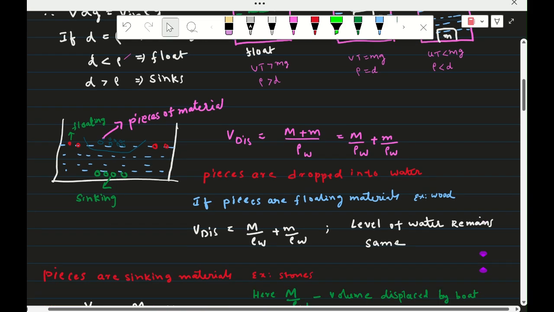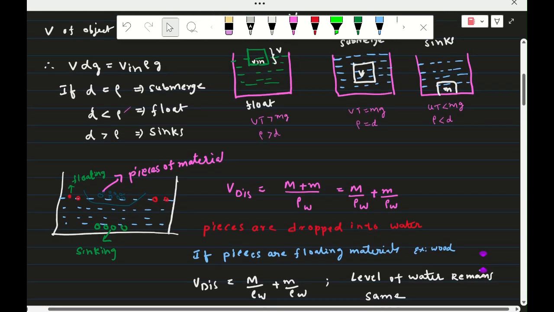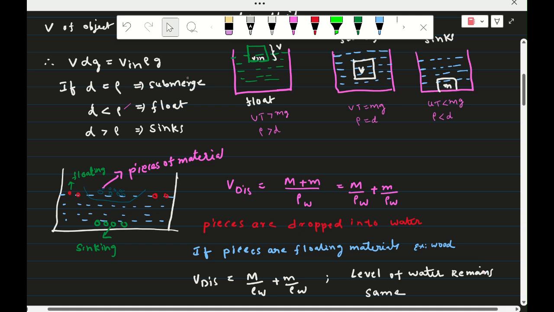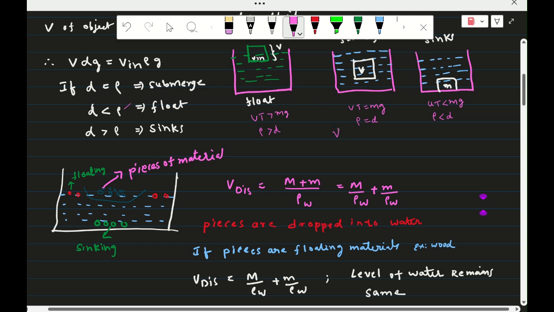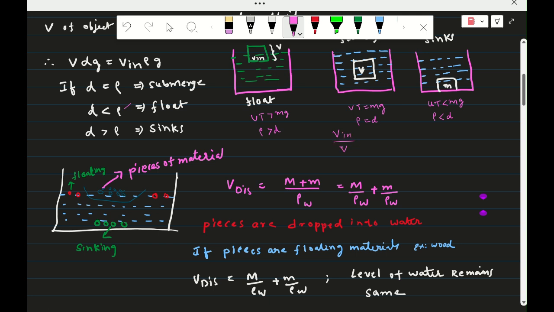So next. One thing you have to remember here in the law of flotation: somewhere it will come again, but here I will complete it. The ratio of volume of immersed part to the volume of the body is equal to density of the substance by density of the liquid or water. So the ratio of the immersed part of the body to its total volume is equal to the ratio of densities of body to liquid.